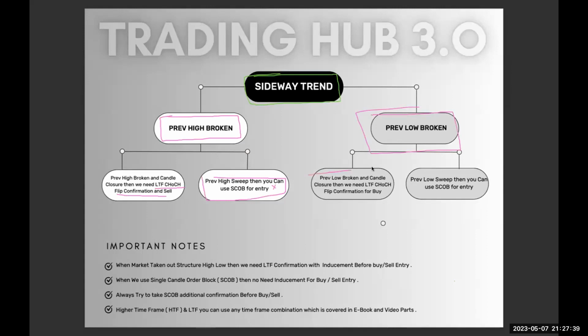Previous low broken with candle closure, then you need CHoCH or flip. If it sweeps the previous low, then you can buy or sell based on single candle order block. Simple. When it sweeps a high or low, then you use single candle order block. If a candle closes and mitigates a higher time frame order block, then you need the lower time frame CHoCH flip entry model also. That's it.